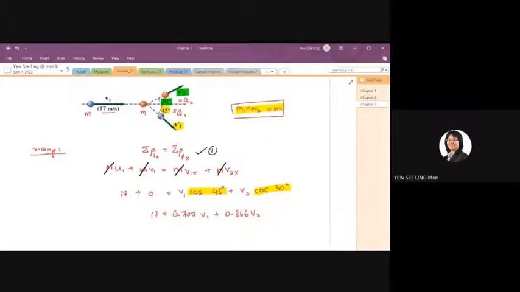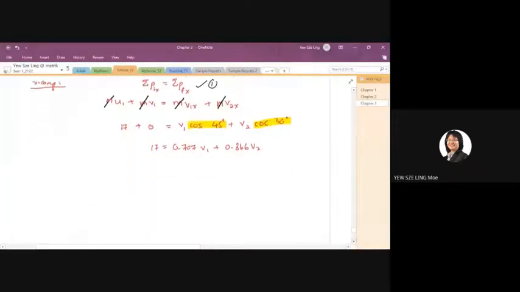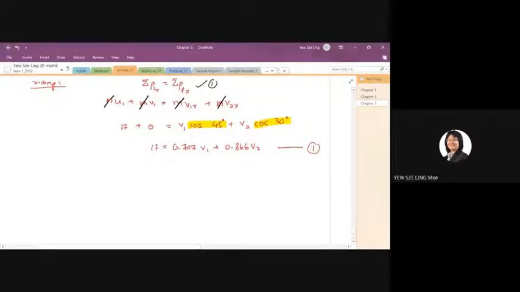Now it seems like normal equations with two unknowns. V1 is just like x, V2 is just like y in your mathematical simultaneous equations. So now you have equation 1. Then let's look at the y component.